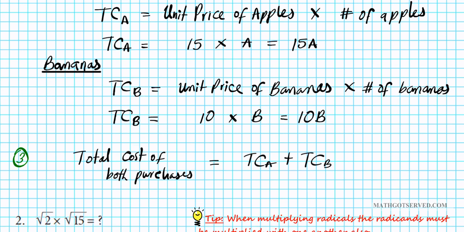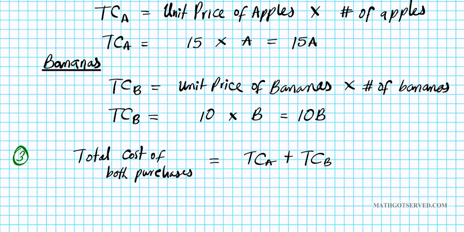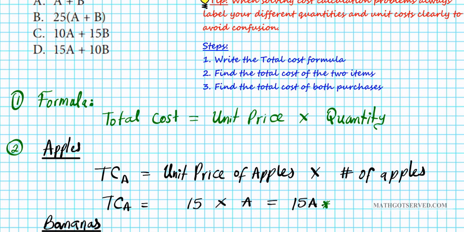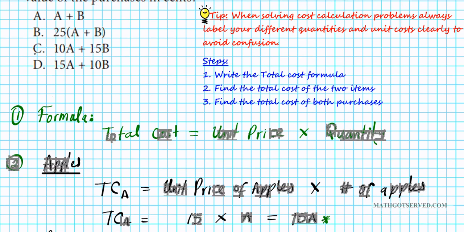Okay, so what is that? It's simply the sum of these two results that we got here. Okay, so the sum of this one right here and this expression right here. So total cost for apples is 15A plus total cost of bananas 10B. All right, so our answer for number 1 is option letter D.